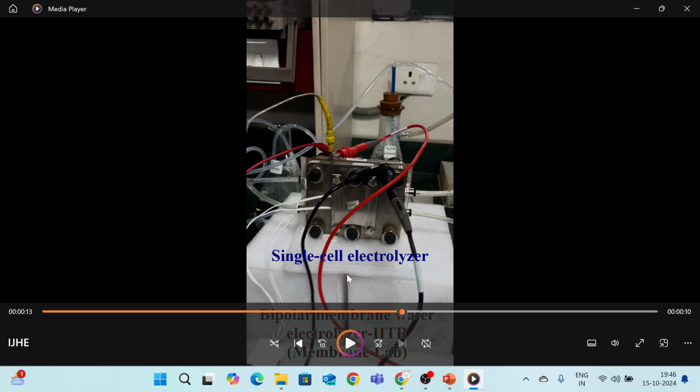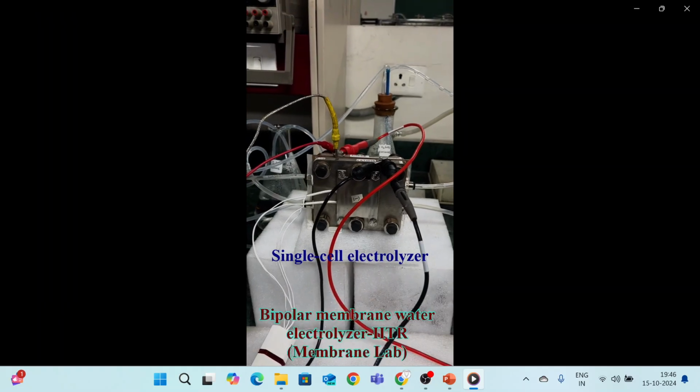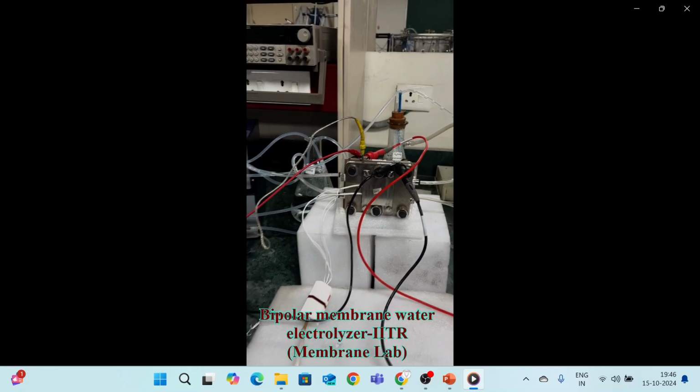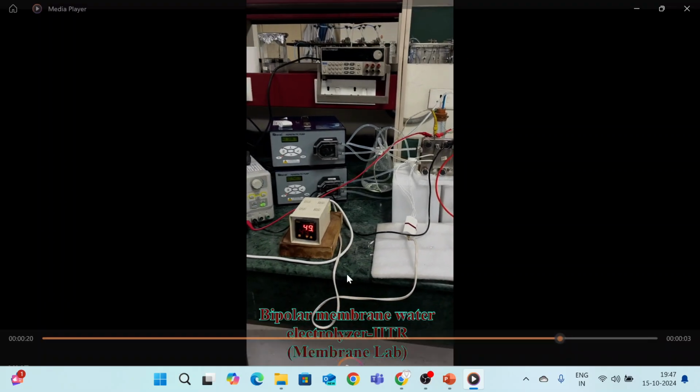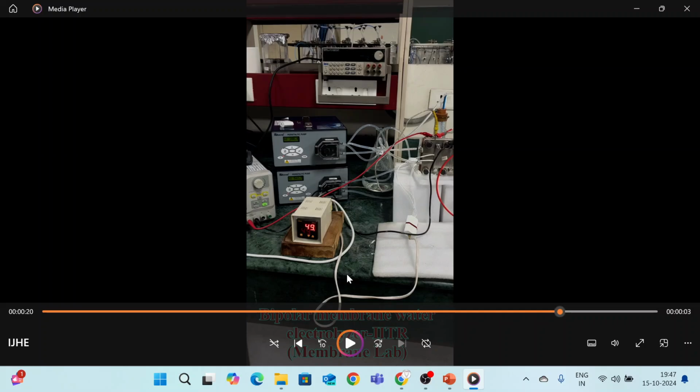This is the electrolyzer, my single cell electrolyzer setup. And one heater sensor is put here because it is sensing the temperature at which I am doing this experiment. I am doing the experiment at 50 degrees centigrade. Actually, it is showing 49. It is sensing the temperature of the liquid water inside, not the atmosphere.